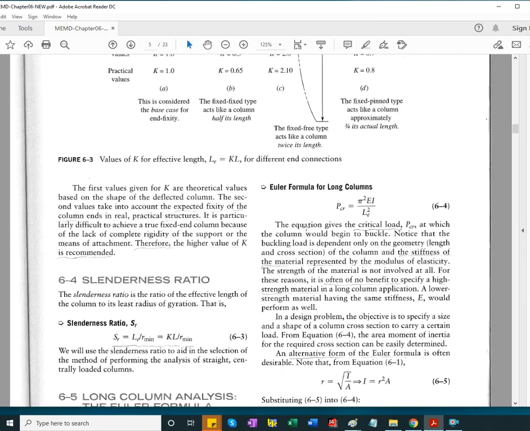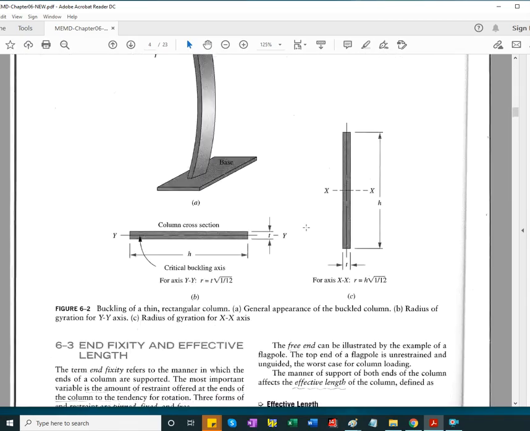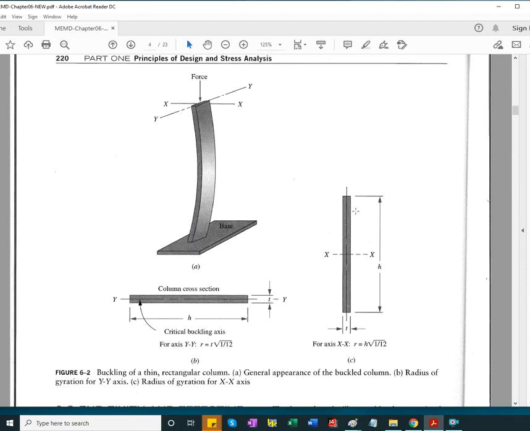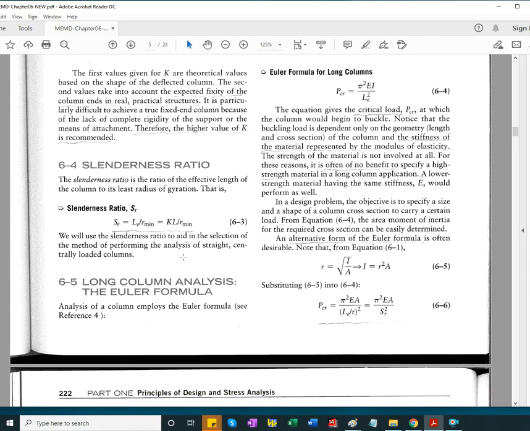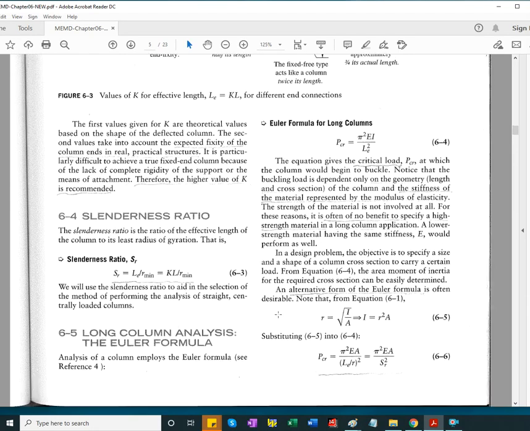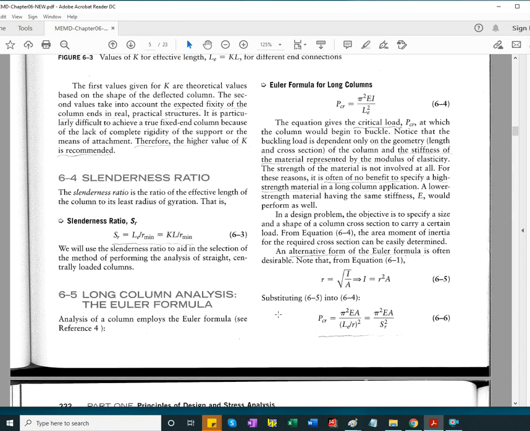Why minimum radius of gyration? Because, like in this case, radius of gyration, remember, is the square root of moment of inertia divided by area. Area is the same, but moment of inertia would be much less about the y-axis than about the x-axis. Okay, so slenderness ratio, again, is the ratio between the equivalent length and minimum radius of gyration. And without any proof, we're provided here with results.